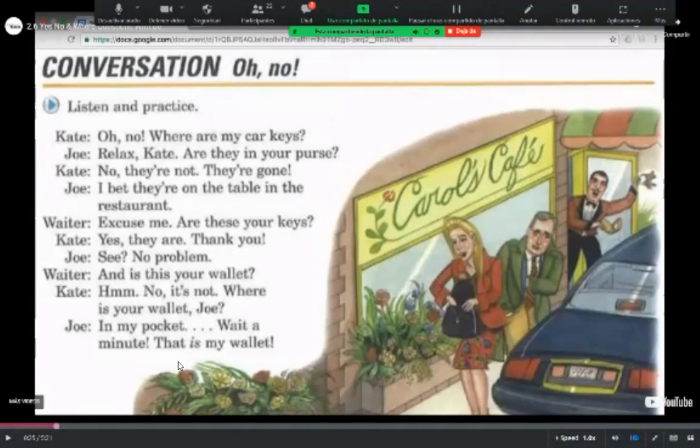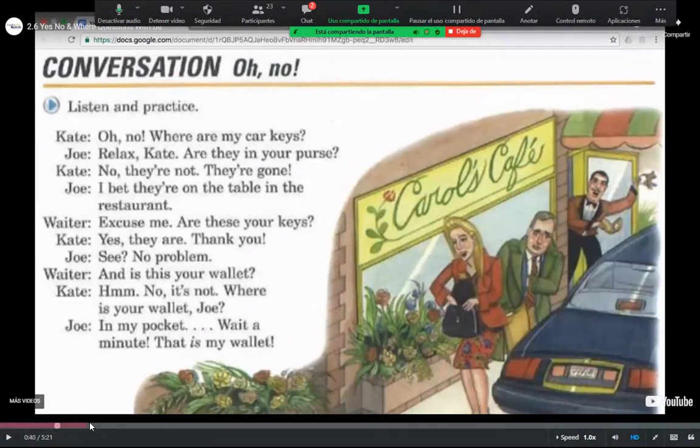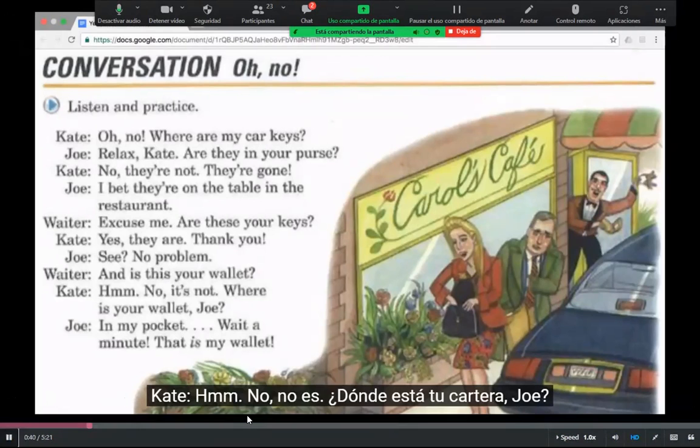Are they in your purse? No, they are gone. I bet they're on the table in the restaurant. Excuse me, are these your keys? Yes, they are. Thank you. See? No problem. And is this your wallet? No, it is not. That is my wallet. All right, congratulations.